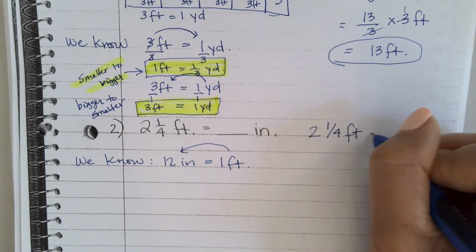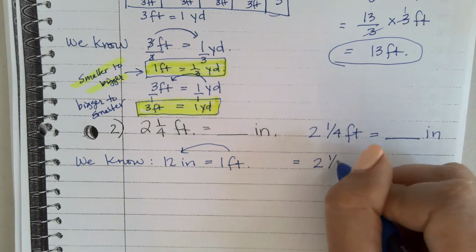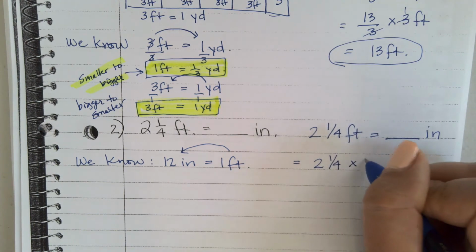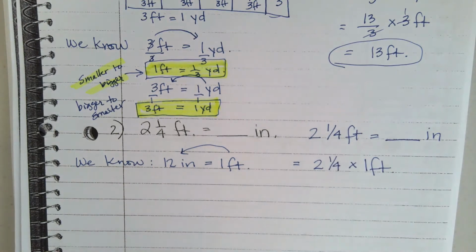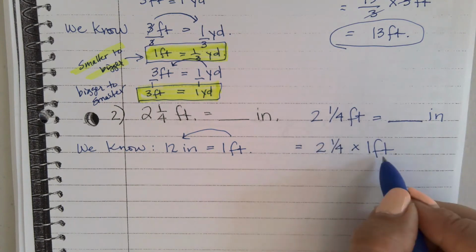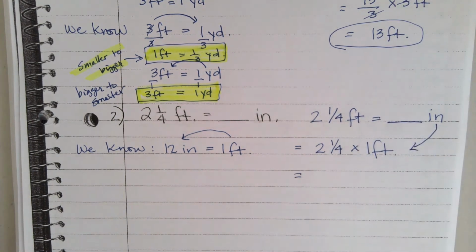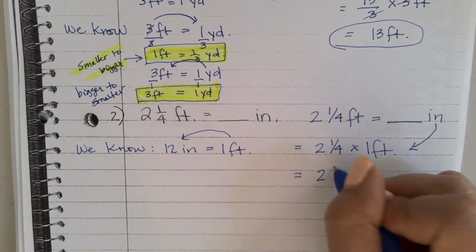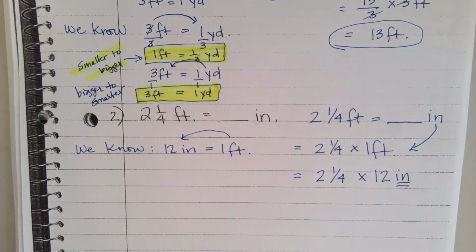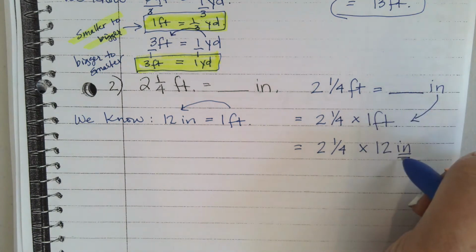2 and 1/4 foot is equal to, well, we don't know how many inches. So we're going to go 2 and 1/4 copies of 1 foot. I'm using that same structure that we used before. So we know we're going to change our feet into inches, right? And we know there are 12 inches in 1 foot. So 2 and 1/4 times 12, and don't forget to change your units. We're now going into inches, and that's what we need to have our answer in. So I'm trading out that 1 foot for the 12 inches.